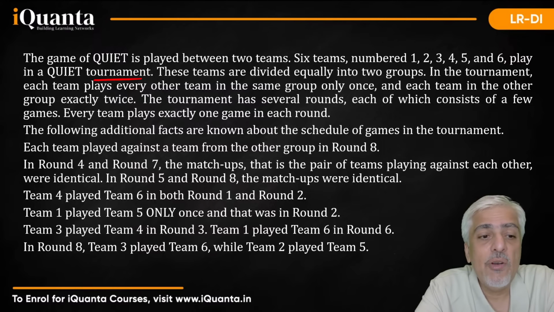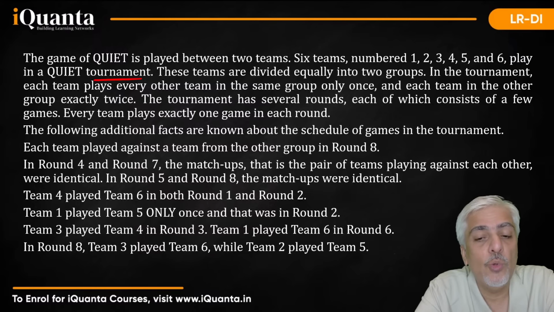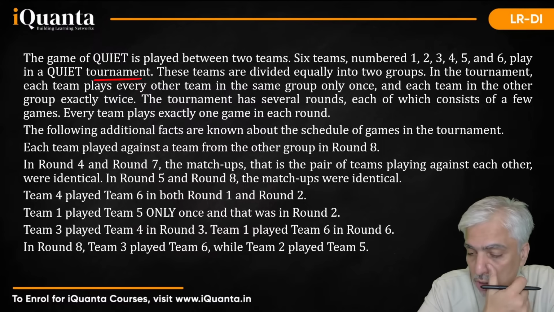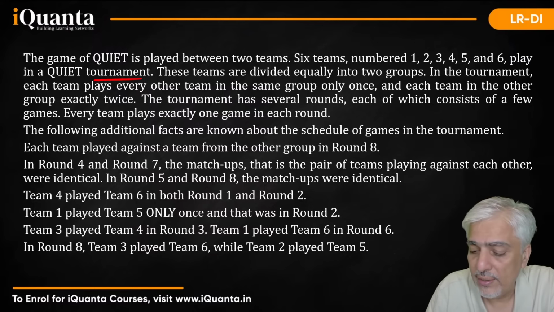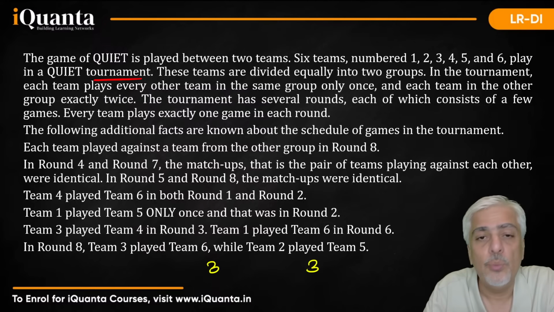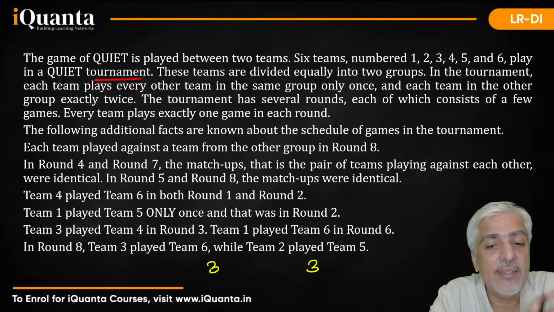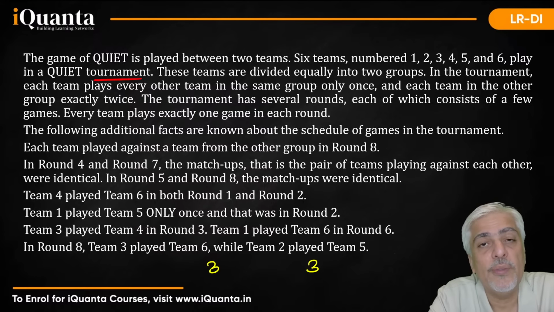Okay. The game of quiz is played between six teams, numbered 1 to 6, playing in a quiz tournament. These teams are divided equally into two groups. In the tournament, each team plays every other team in the same group only once. So everybody is going to play everybody only once, and each team in the other group twice. So suppose there are 6 teams. There are 3 teams in group 1 and 3 teams in group 2. What will happen? Read the part very carefully. If they are in the same group, they will play them only once.